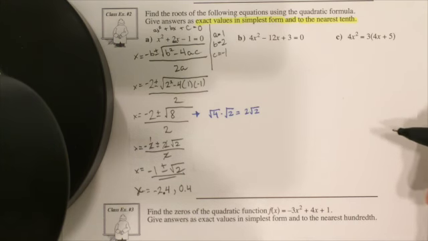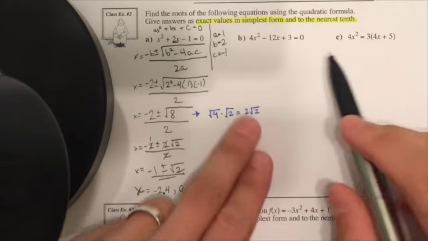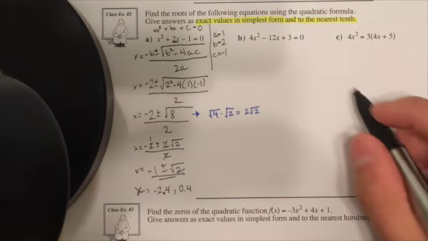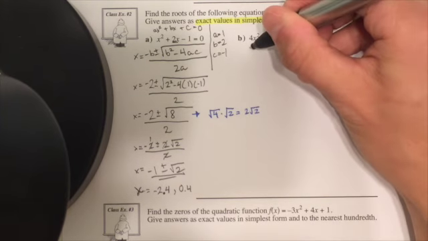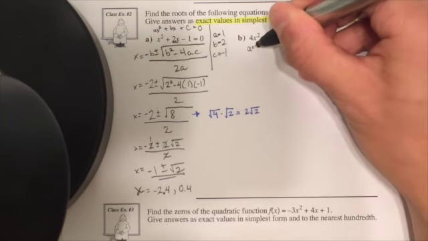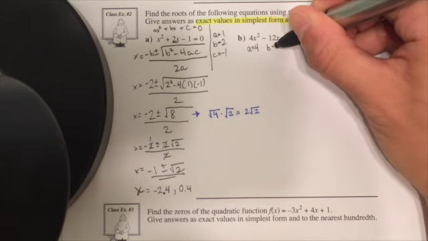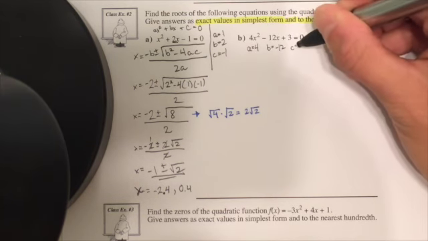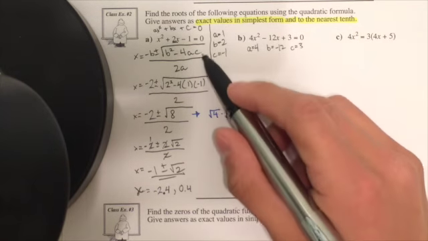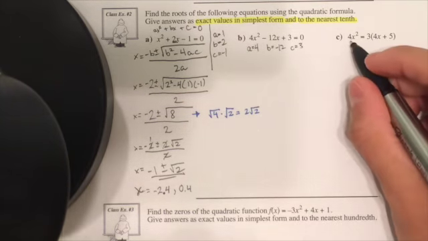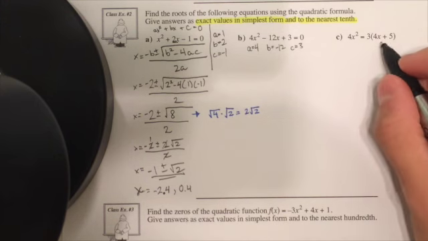Okay, and so that's how you use the quadratic equation. Now, I'd encourage you to do it for these ones as well. For something like this, again, this is going to be your A value. So A value would be 4. Your B value would be negative 12. And your C value would be 3. And you would just plug it into this equation. For this one, you have to rearrange this.